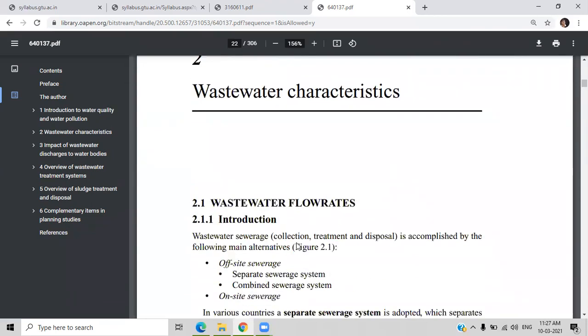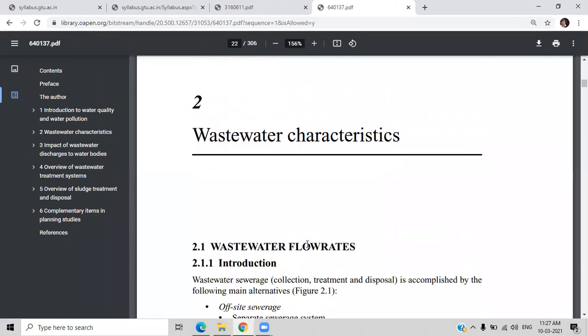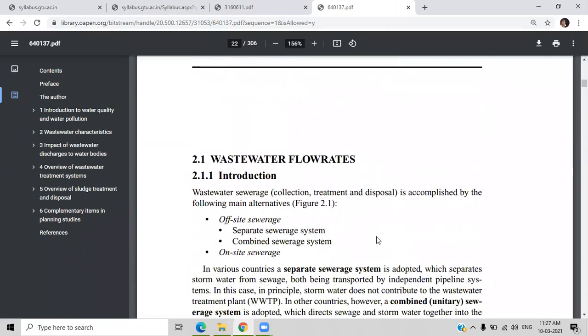Okay, so in the next chapter, the wastewater characteristics. In wastewater sewerage, there are three stages: the collection, the treatment, and the disposal. For the collection, we collect the wastewater sewage from domestic uses or from the industrial area. Wastewater sewage is collected from that particular location. There are different methodologies used for the collection of the sewage.